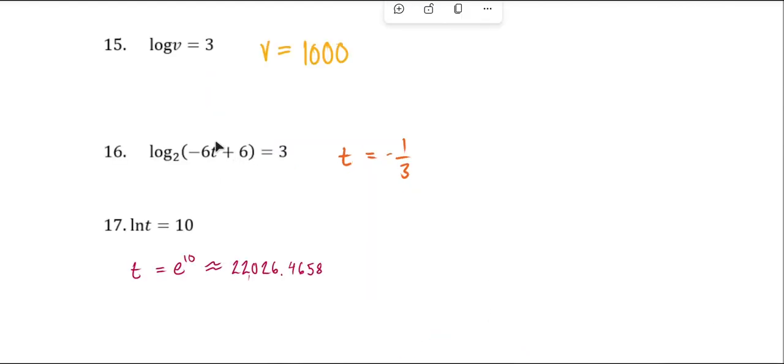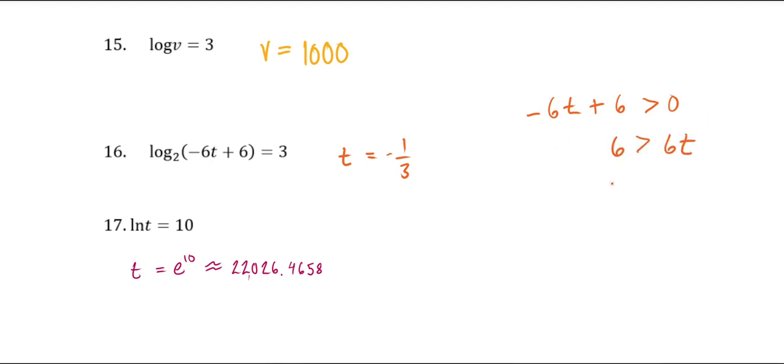Before I proceed, I should mention that we should have checked number 6 for domain restriction. We require that this argument here be positive. That is to say, negative 6t plus 6 must be greater than 0. If I add 6t to both sides, and then divide by 6, I see that my domain is t's less than 1. And negative 1/3 satisfies that condition and is in fact less than 1, so we're good.